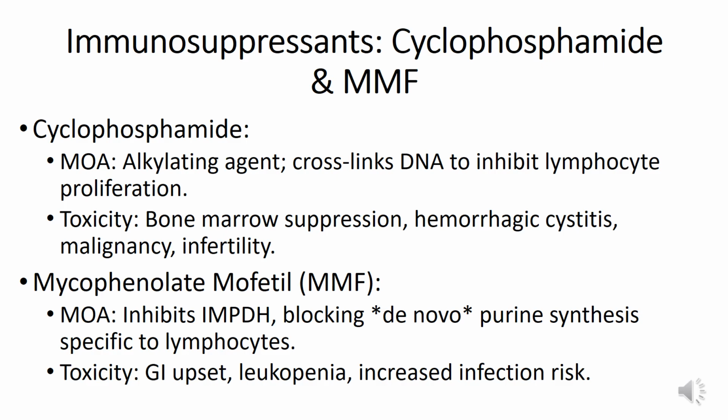Inosine monophosphate dehydrogenase is essential for de novo purine synthesis. Purines are critical building blocks for DNA and RNA. Most cells can obtain purines through alternative pathways. Lymphocytes, however, depend heavily on de novo synthesis. By inhibiting IMPDH, mycophenolate mofetil selectively limits lymphocyte proliferation. Fewer lymphocytes means reduced immune activity. This helps control immune-mediated kidney disease.